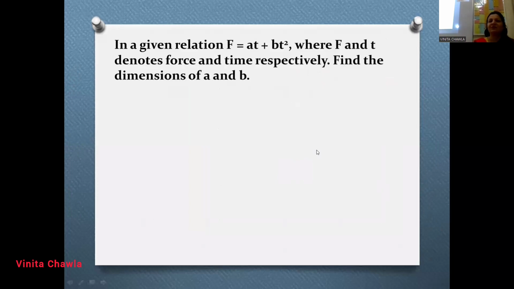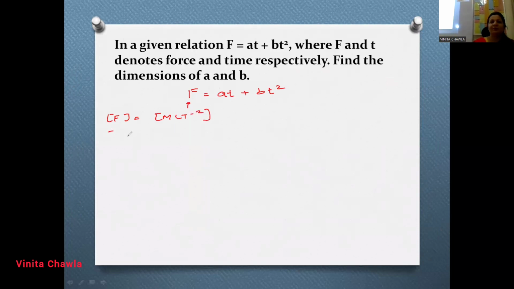In a given relation, F is equal to AT plus BT square, where F and T denote force and time respectively. Find the dimension of A and B. F is equal to AT plus BT square. Dimension of force? Yes, it's MLT minus 2.